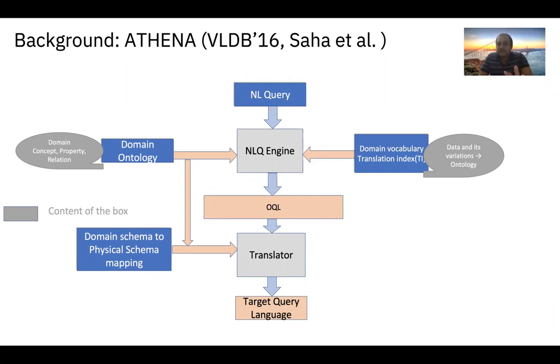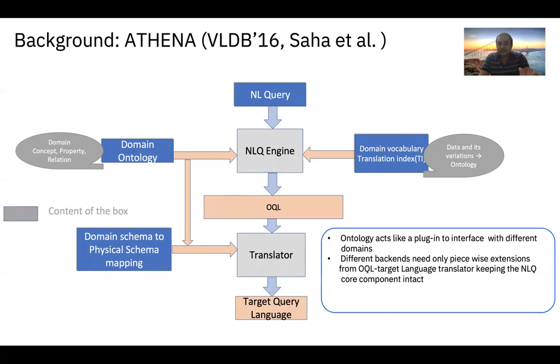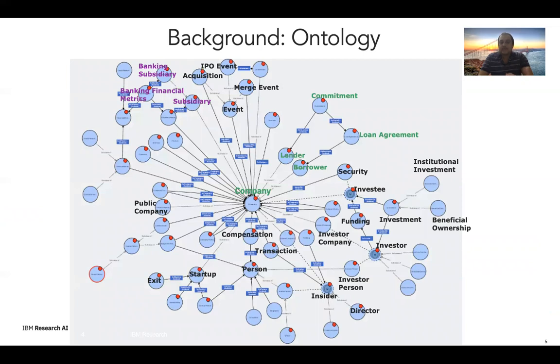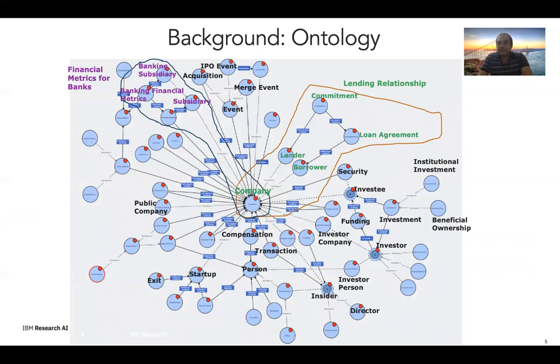The key point here is domain ontology is a plugin for this architecture. So it captures the domain semantics. We will just zoom into how an ontology really looks. So this is an example ontology, a finance ontology snapshot. As you can see, there are different concepts related to different parts of finance, like company, lender, borrower, commitment. They together model the lending relationship. A different set of concepts like company, banking metrics, banking subsidiary, together model financial metrics for a bank. So an ontology you can think of as distributed into different domain functionalities it's trying to capture.